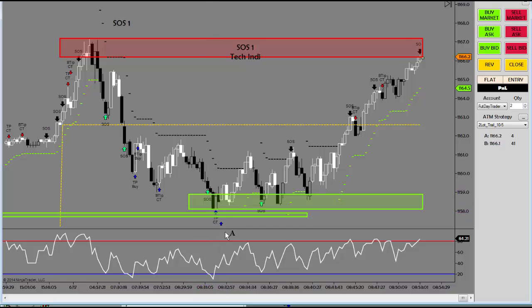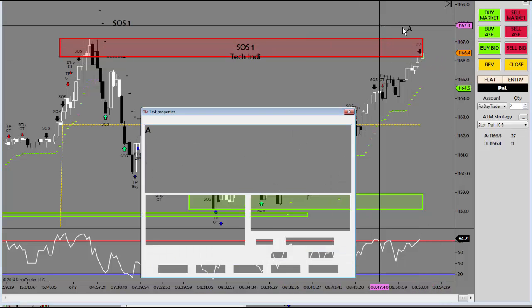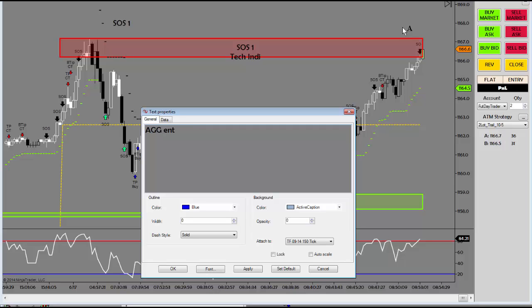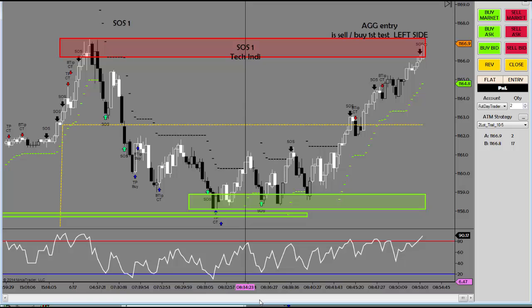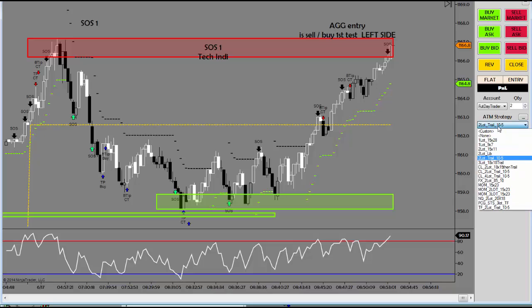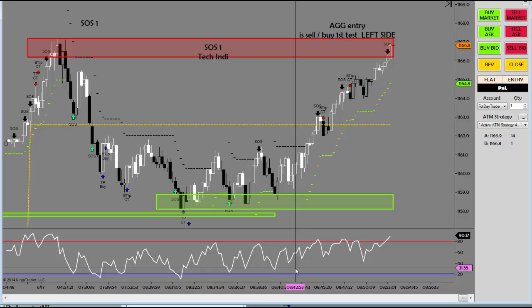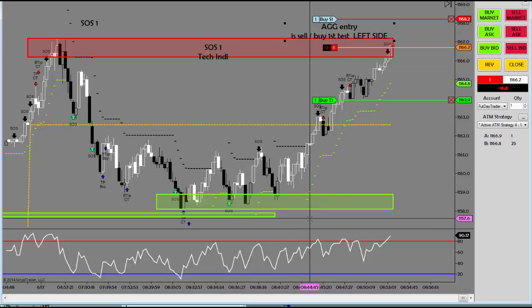Now we would look for this type of signal right here. Okay, so I want to see if I get a turning point. Now, right here, I'm more aggressive. So the aggressive entry is sell or buy the first test. Okay, and I call this the left side. So this is the left side of a potential double top pattern. So if I'm aggressive, I can sell half of my position right here. Okay, so we'll do a 1 lot, we'll sell half, and I've got basically an SOS3 aggressive sell.